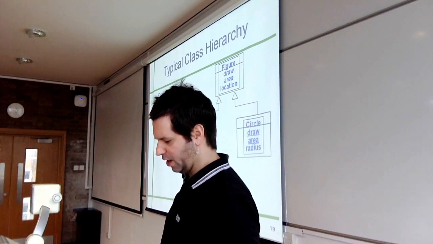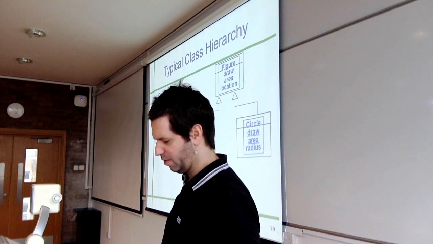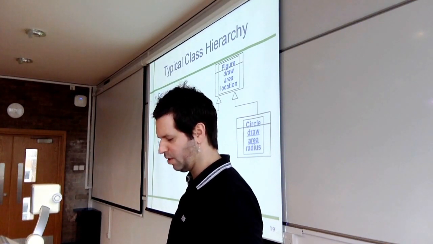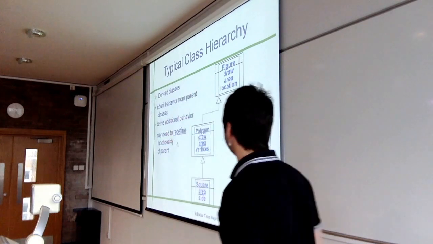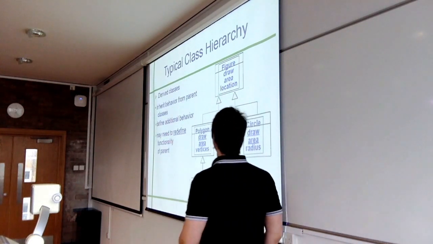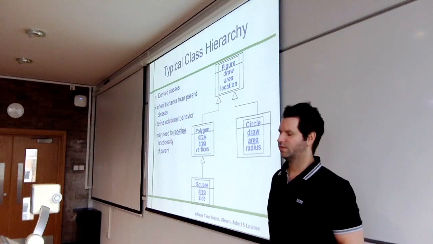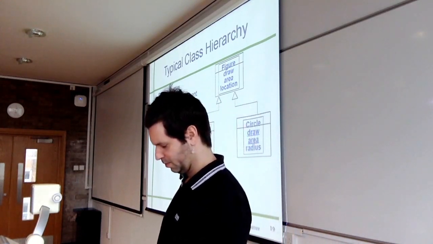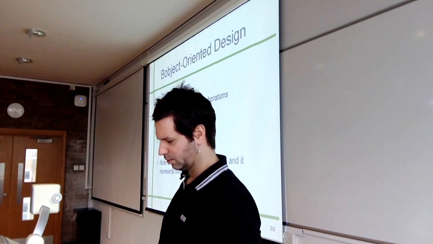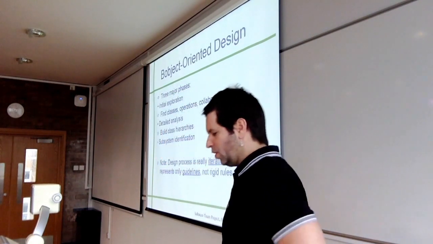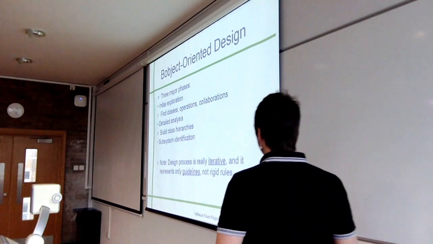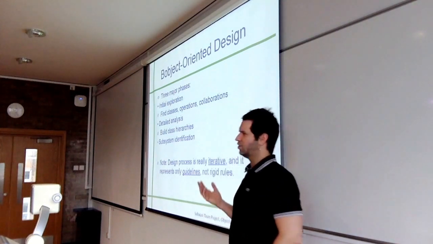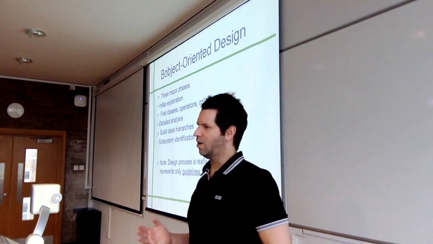So each of the child classes inherits behavior from its parent classes, and it adds some additional behavior, and it may redefine some of the functionality of the parent. That's a sample, a typical class hierarchy. So those are some preliminary terms that we're going to need to understand the rest of the software design.